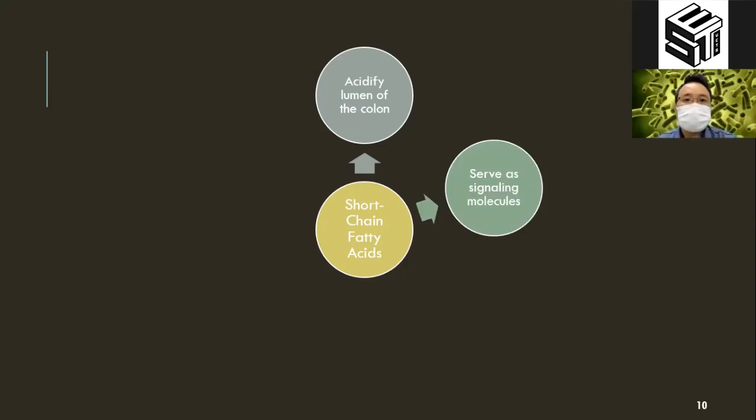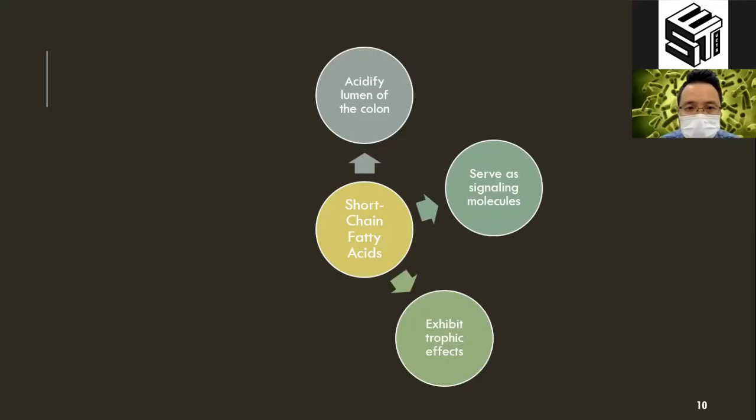Number two, short-chain fatty acid can serve as signaling molecules. This short-chain fatty acid can interact with the receptors of our enteroendocrine cells and mediate the synthesis of hormones and peptides. And number three, the short-chain fatty acid exhibits a trophic effect. It exhibits trophic effect means stimulating effect. It stimulates the proliferation and the growth of our mucosa cells. Mucosa cells are the cells of our large intestine.